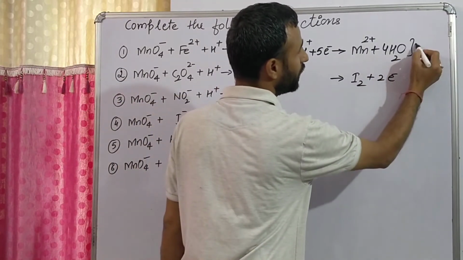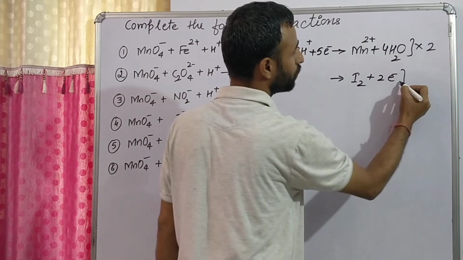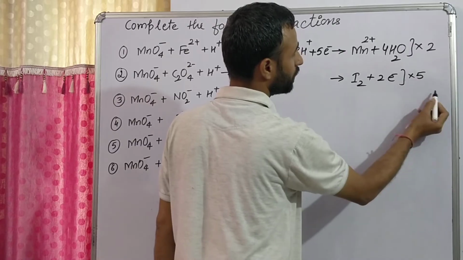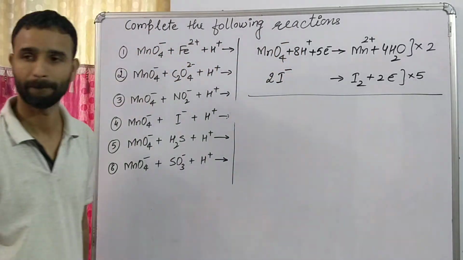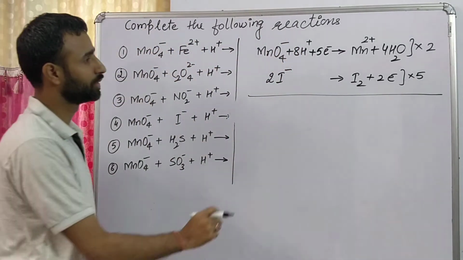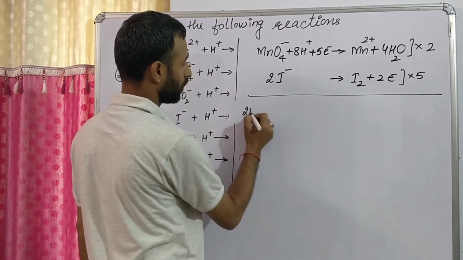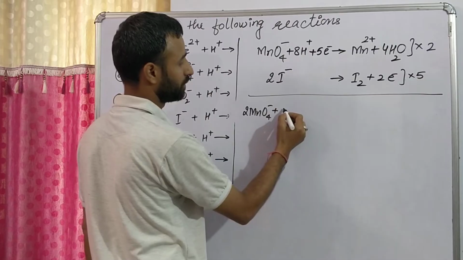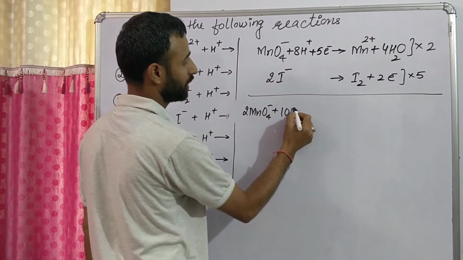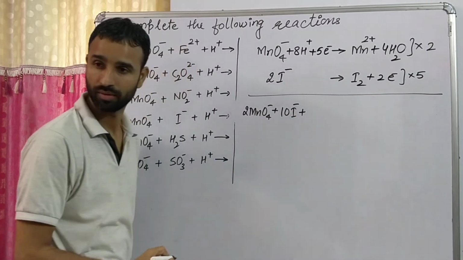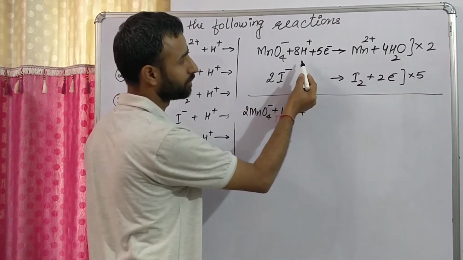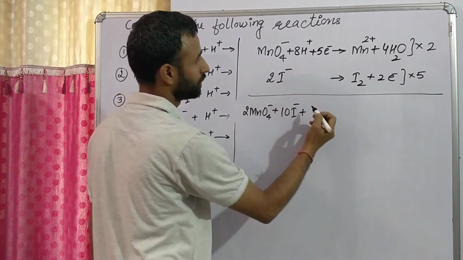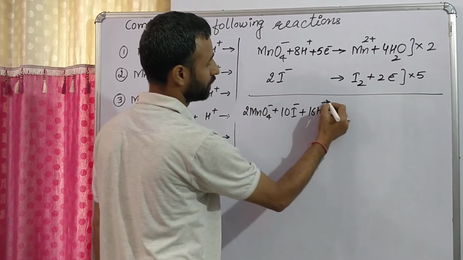This equation is multiplied by 2, and this equation by 5, right? So 2 MnO4 negative plus 10 I negative, plus H plus ion, 16 H plus.